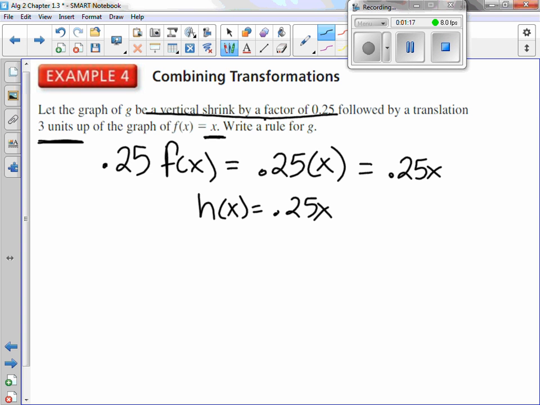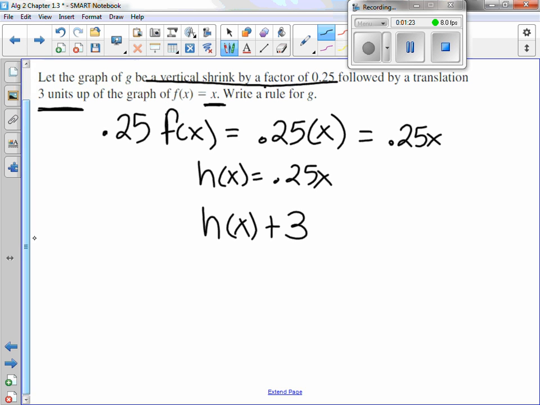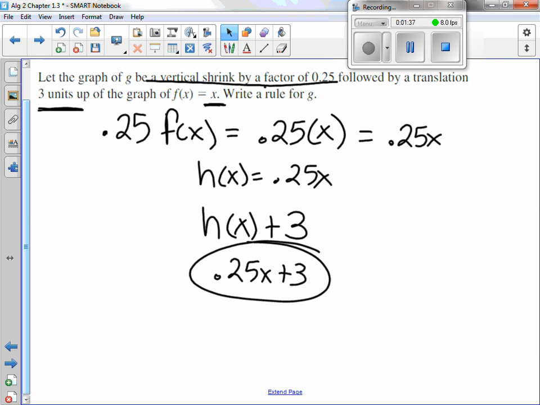Because what we're going to do next to get our g of x is we're going to take h of x and move it up 3. So we're going to add 3 to it. So what is h of x? 0.25x. So we just have 0.25x plus 3. And that's it. That's all we had to do for this here. We applied one and then the other.